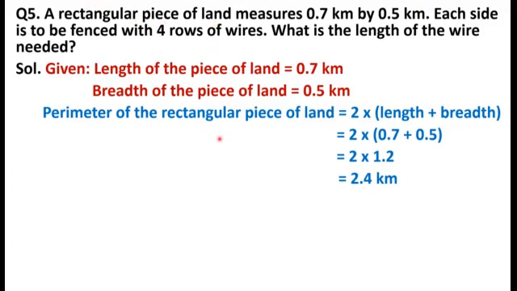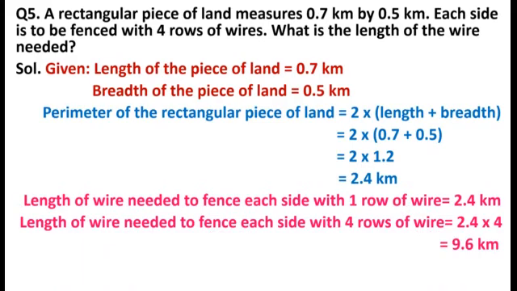That means by this much length of wire we can fence one round. Okay, but it is said 4 rows of wire is required. So what do we have to do? We have to multiply it by 4.